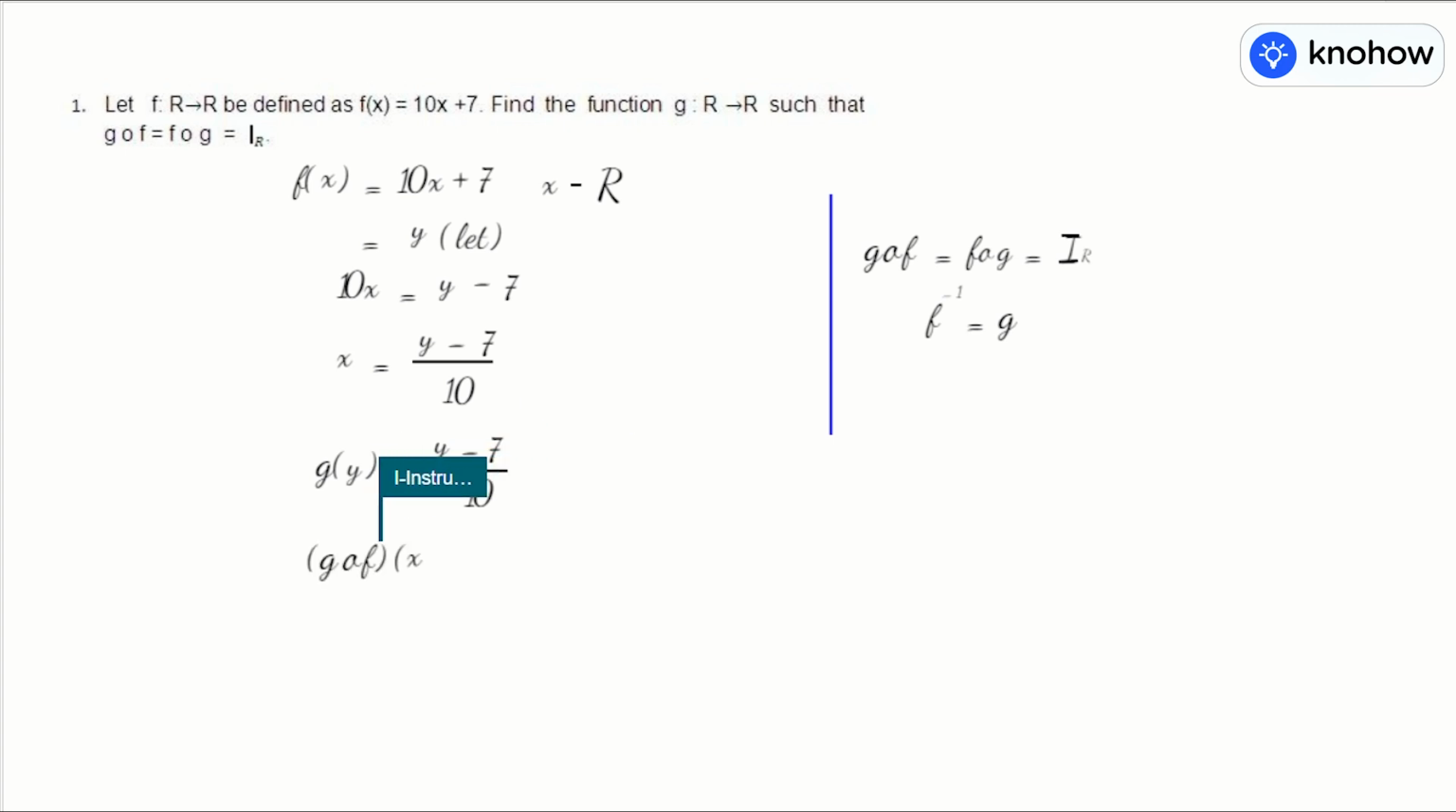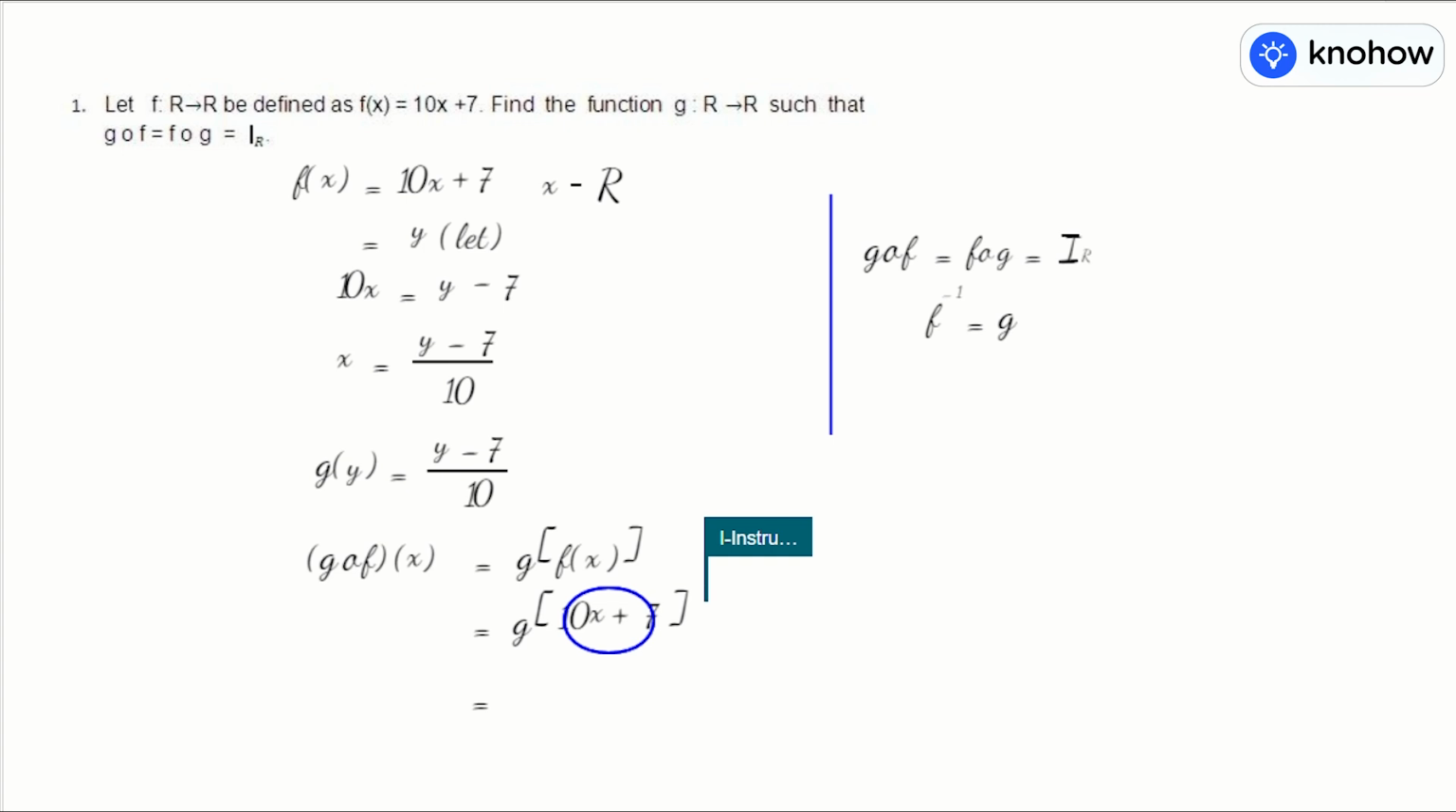What is g o f of x? g o f of x means g of f(x). How is f(x) defined? f(x) is defined as 10x + 7. And what is the definition of g? g is (y minus 7) by 10. So in place of y, you replace 10x + 7. So it will be (10x + 7 minus 7) divided by 10.